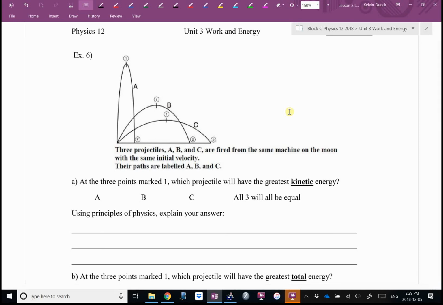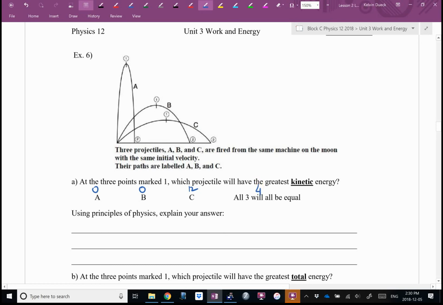Once again, we get to vote. Once again, how high you hold your hand up is how sure you are of the answer. Which projectile will have the greatest kinetic energy at location 1? A, B, C, or all 3 will be equal? Who says location A, Mr. Dueck? No one. Who says location B? Who says location C? Who says all 3 are equal?